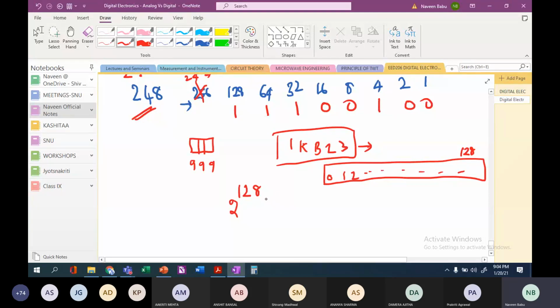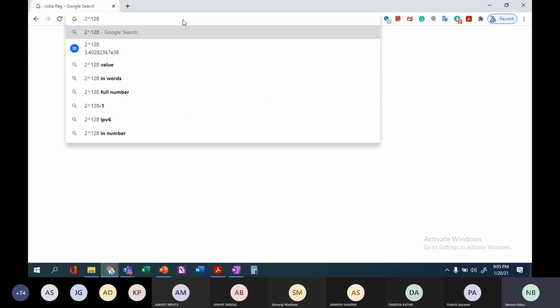They will run the code for 2 power 128 combinations, if it is 128-bit encryption. So roughly, what is this particular value? Anybody can quickly use the calculator, or I can use Google. Quickly, my system is slow, so can anybody tell what is 2 power 128? Yeah, so this is the value. I hope my screen is visible. So this value is 3.4028 into 10 power 38 times.